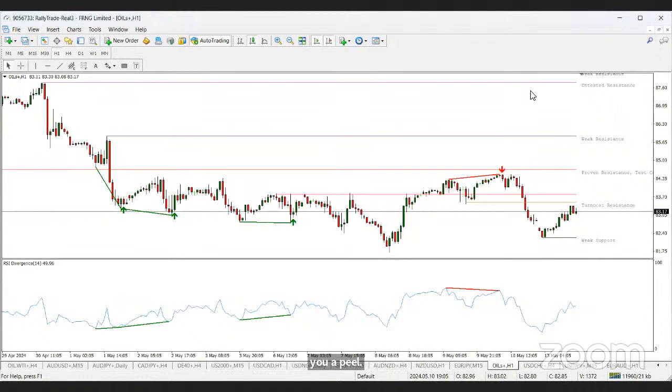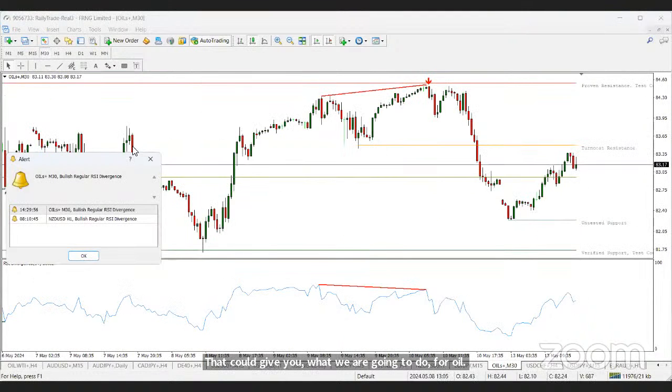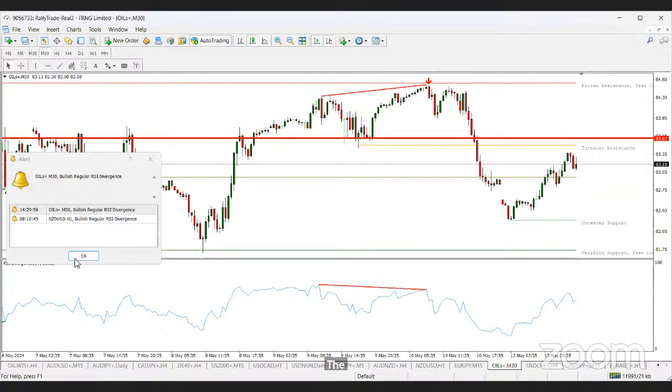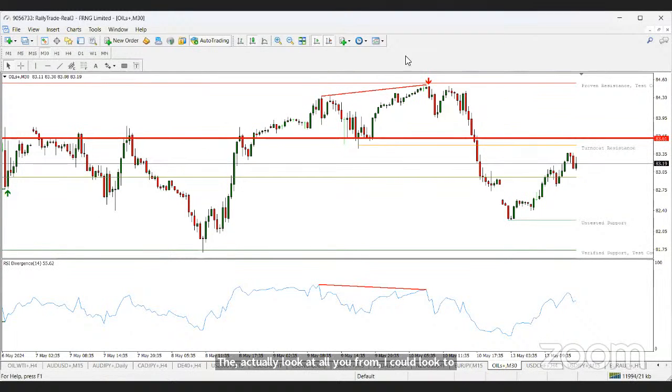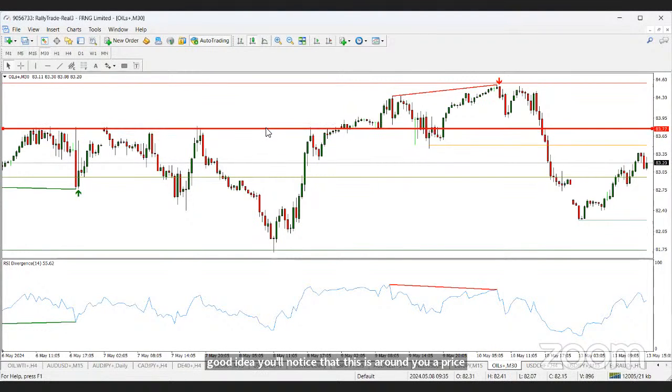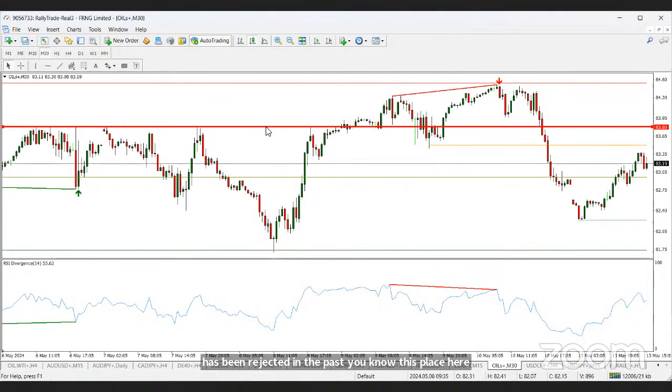But what we are going to do for oil, let's see. I could look to trade oil from, let me see, if we actually buy from this point here, this 83.60, even if it looks like it's a good idea, you'll notice that this is around where price has been rejected in the past. So me personally, I'll be looking to sell oil from 83.80. That's the first place I'll be selling oil from.